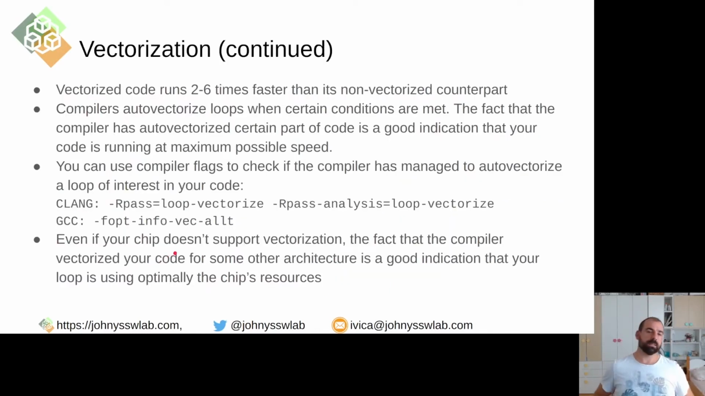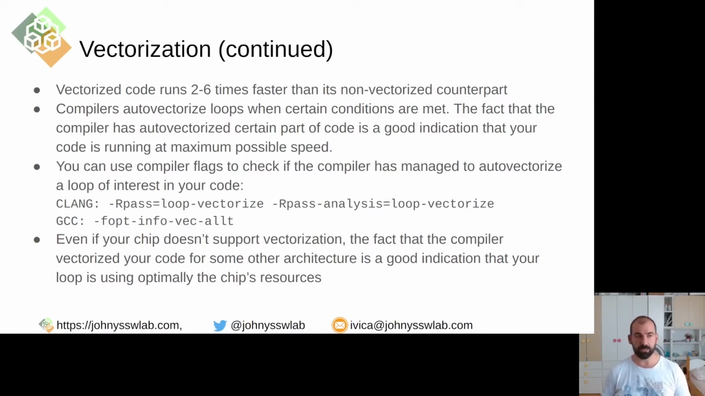So vectorized code typically runs 2 to 6 times faster than its non-vectorized counterpart. The compilers can auto-vectorize loops when some conditions are met. If the compiler has auto-vectorized a certain part of code or a hot loop in your code, it's a good indication that your code is running at maximum possible speed.